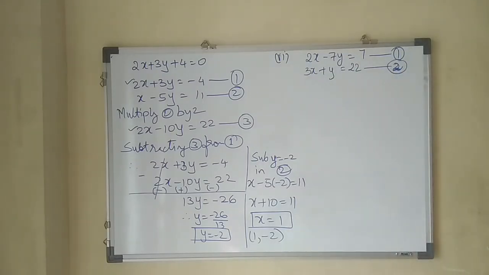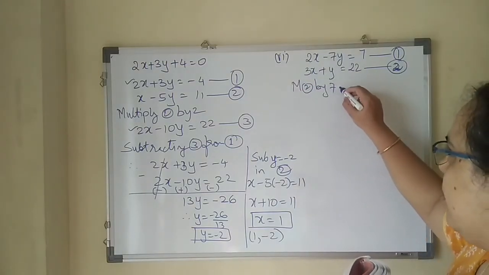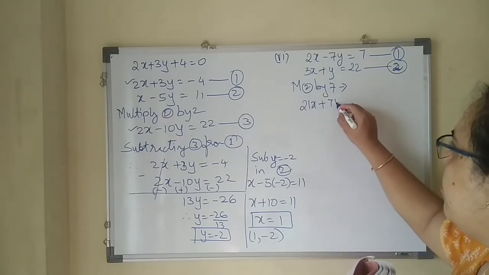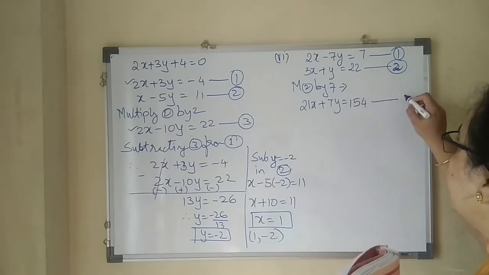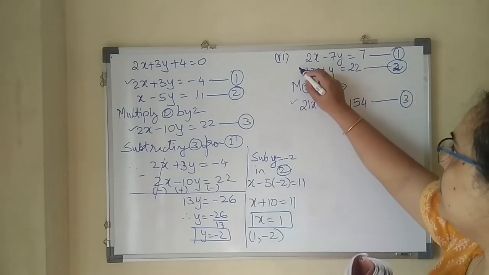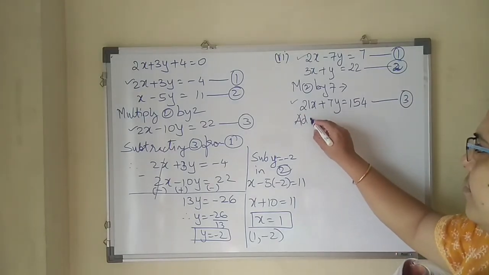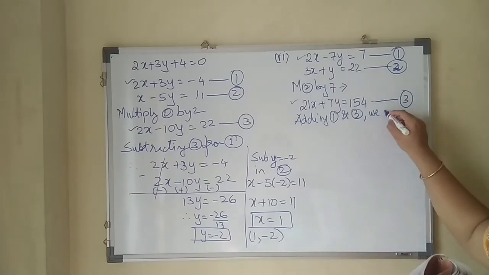Now, you have to equalize the y coefficient. So, therefore, I multiply the second equation by, yes, 7, a bigger number. So, what we obtain? 21x plus 7y equals 22 sevens is 154. So which equation to ignore now? Yes, the second one. So taking into account the first and third, what we do? Adding 1 and 3 we get.